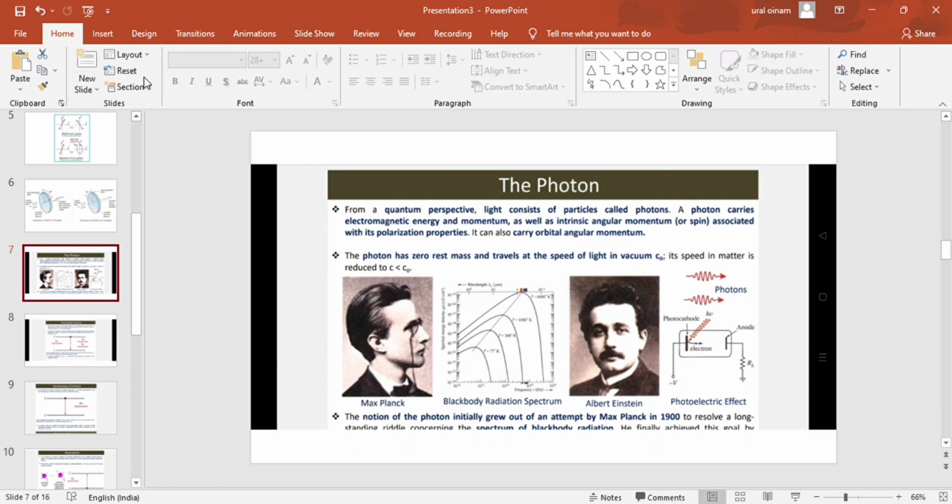So from a quantum perspective, light consists of particles called photons, and this photon carries electromagnetic energy and momentum, as well as intrinsic angular momentum or spin associated with its polarization property. It can also carry orbital angular momentum. So why do we require this quantum optics? Well, it can explain some of the very simple phenomena such as emission, absorption, etc. So now let's get into absorption.